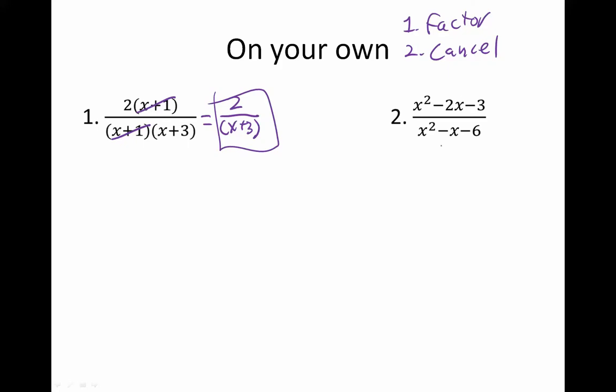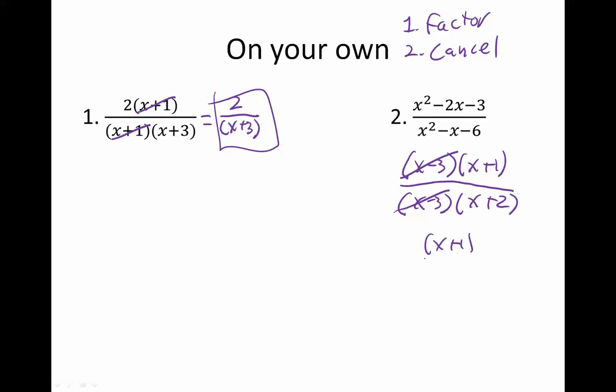Number two, we need to factor everything. So this is what multiplies to be negative 3 and adds to be 2. That's x minus 3 and x plus 1. And the denominator is multiplies to be negative 6 and adds to be negative 1. That's x minus 3 and x plus 2. Everything has been factored, and I notice that there's an x minus 3 in both the numerator and the denominator. And now we see our final simplified answer, x plus 1 divided by x plus 2.